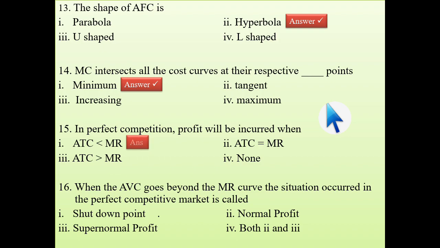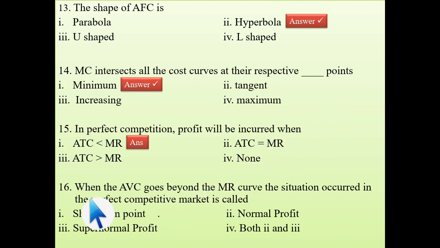Then in perfect competition, profit will be incurred when average total cost is less than marginal revenue, because we know that when marginal revenue equals marginal cost, that is the point of profit maximization. But if average total cost is above the marginal revenue, or average variable cost equals the marginal revenue line, that is the point where the market should shut down. We know the shutdown point.